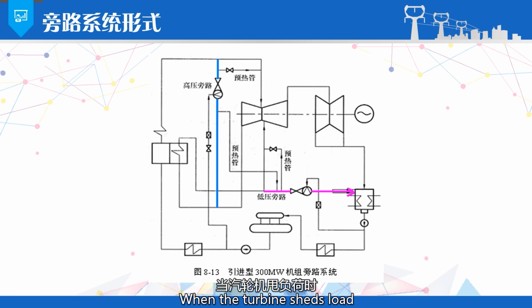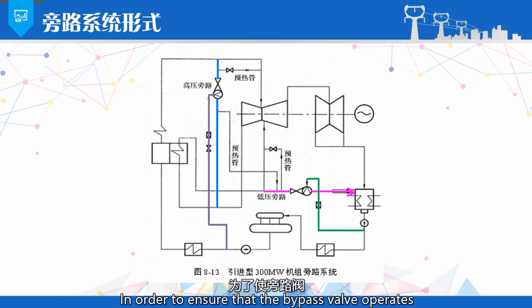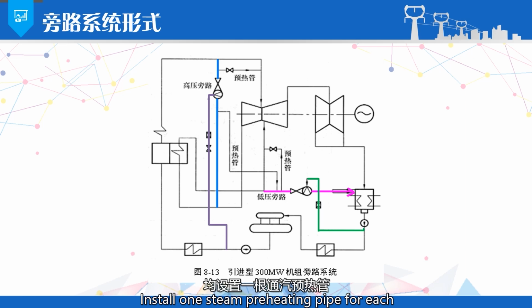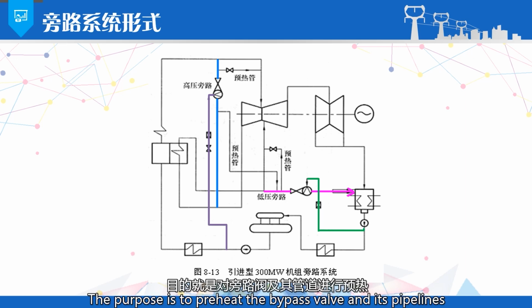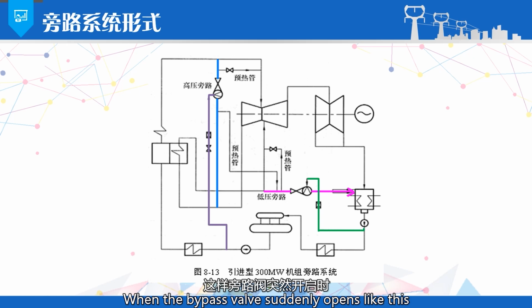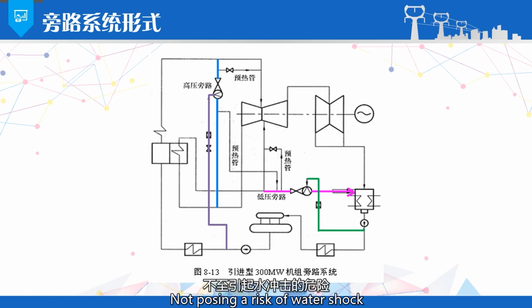When the turbine sheds load, the bypass system can be put into operation within 1.5 seconds and fully open within 5 seconds. To ensure that the bypass valve operates normally during the unit's operation, in standby mode, a steam preheating pipe is installed before each of the high and low pressure bypass valves. The purpose is to preheat the bypass valve and its pipelines, so that when the bypass valve suddenly opens, there is no risk of water shock.